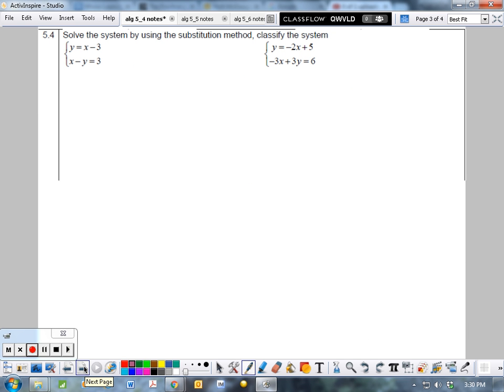Okay, solve the system by using the substitution method and then classify the system. So now we're back to the substitution method where we're looking for an x equals or y equals. And in our first equation we have a y equals. So I'm going to circle my y's, and I'm going to highlight what y is equal to, so x minus 3. And I'm going to put that in that y spot right there.